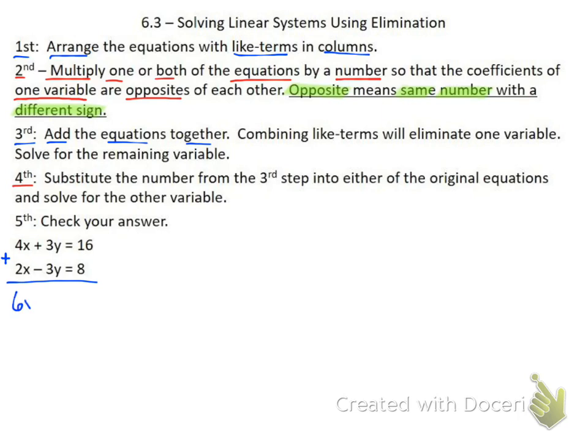So I get 6x plus 3y plus negative 3y gives me 0y is equal to 24. Again, 0y is the same thing as nothing, so I can get rid of it. I have 6x is equal to 24. Then divide both sides by 6, so I get x is equal to 4.